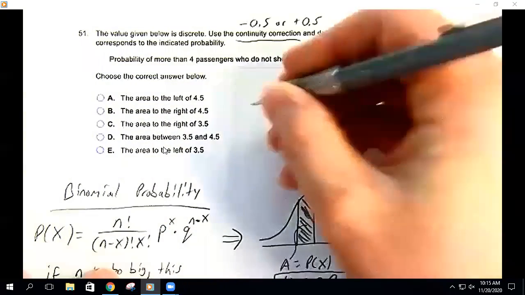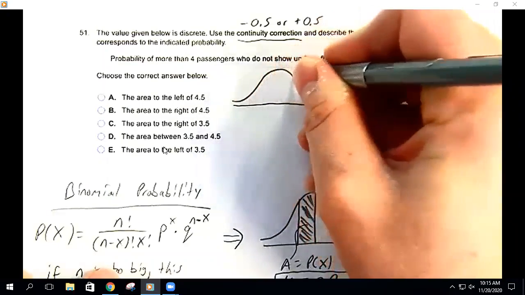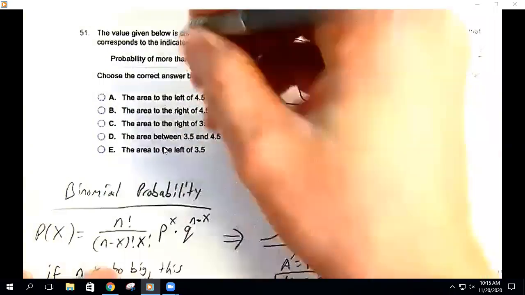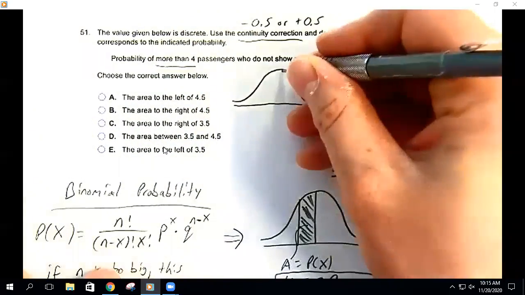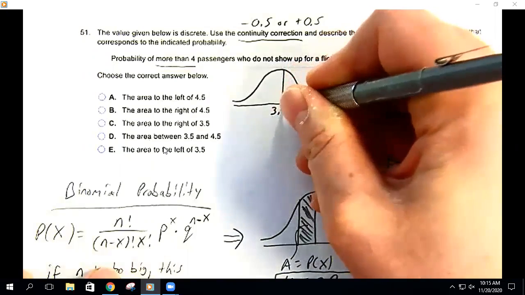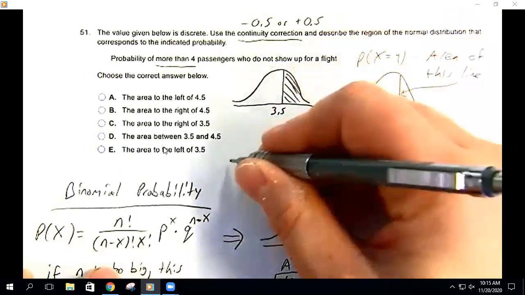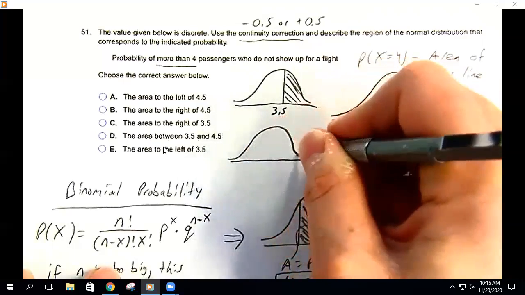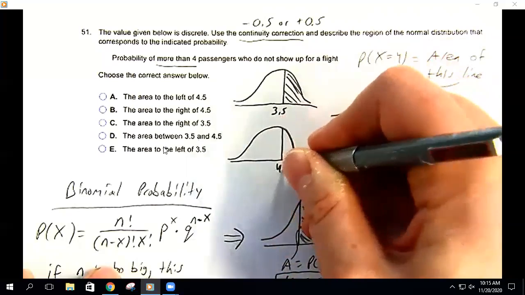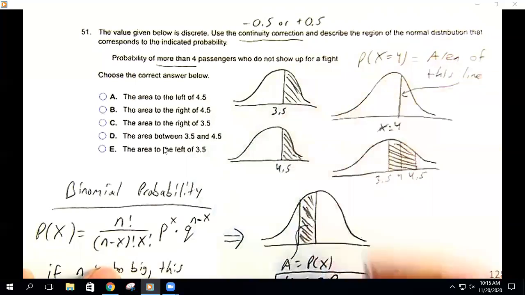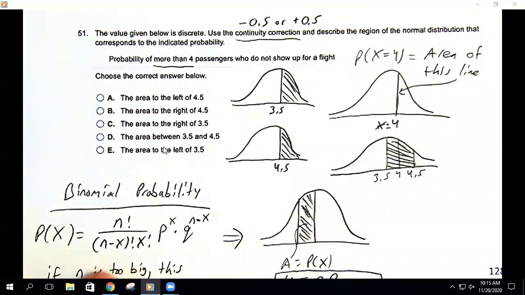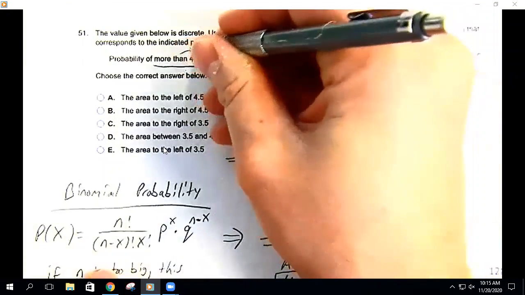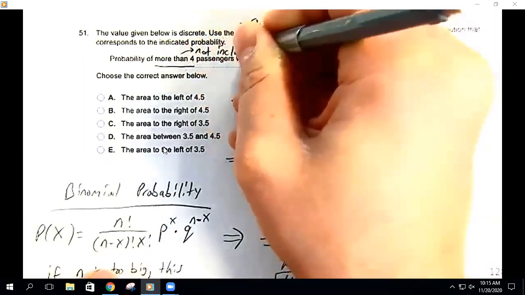So now we look at the idea of more than 4. And there's two possible drawings we can make. So we can write 3.5. That would be if we subtract that 0.5. Or we can write 4.5, in which case we added that 0.5. Now, more than 4 indicates that they do not include 4.